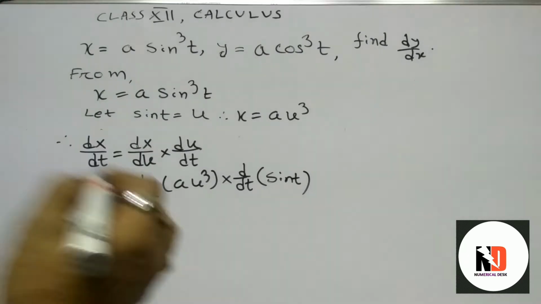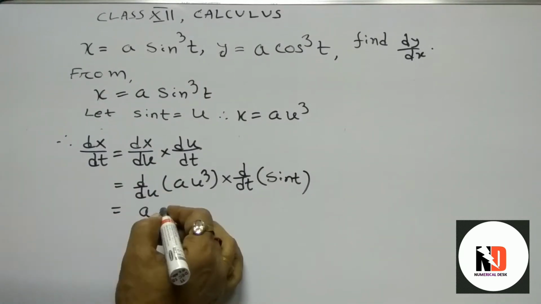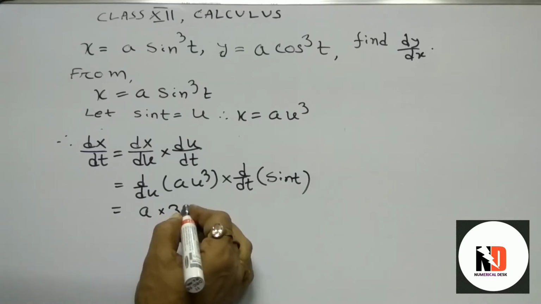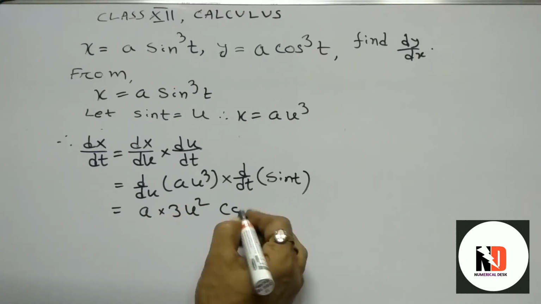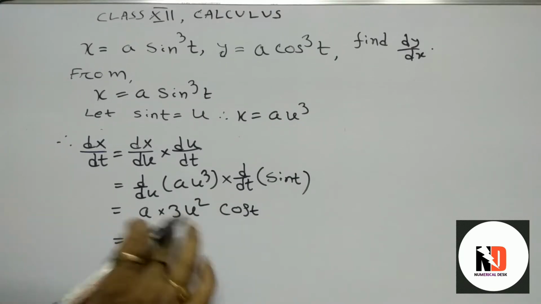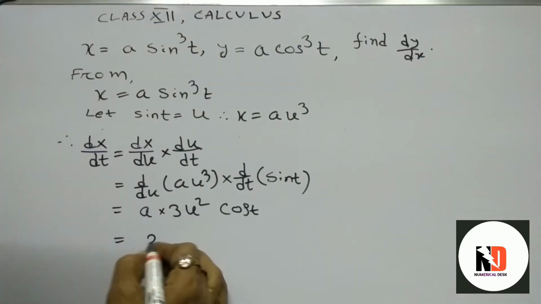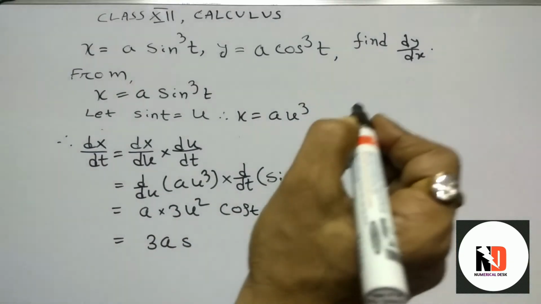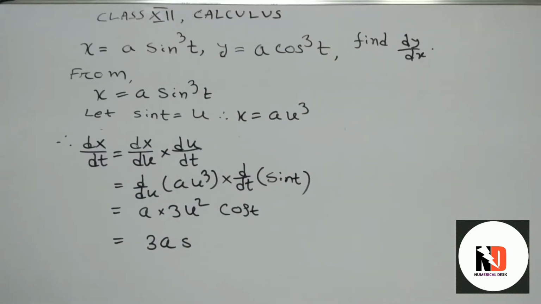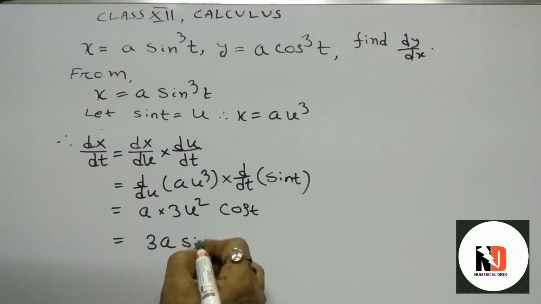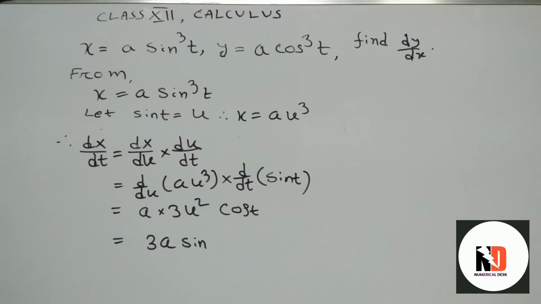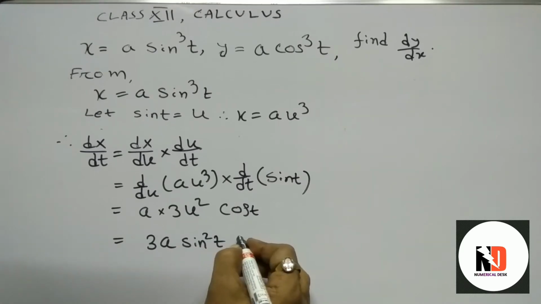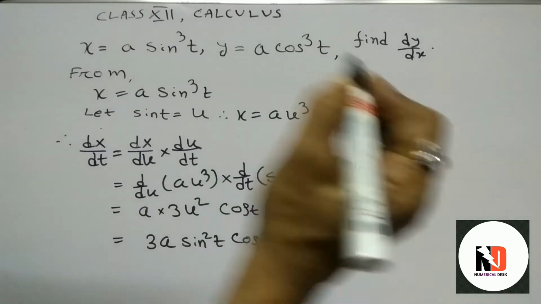So always multiply the part you have substituted in terms of differentiation. Now see, 3a u square and cos t. Dt of sin t equal to cos t. Now putting the value of u, what we have assumed, sin t. So arranging this, let us put the value of u, so sin square t and cos t. Let us number this part.